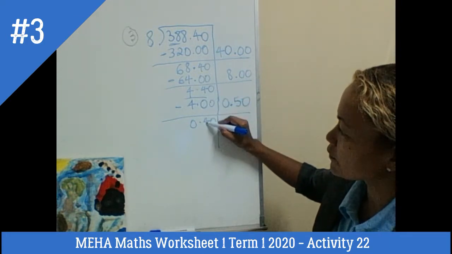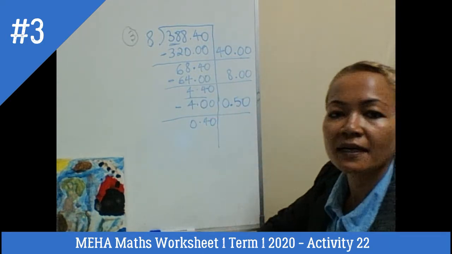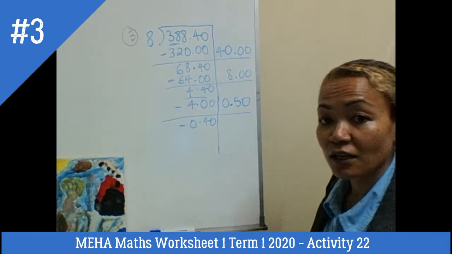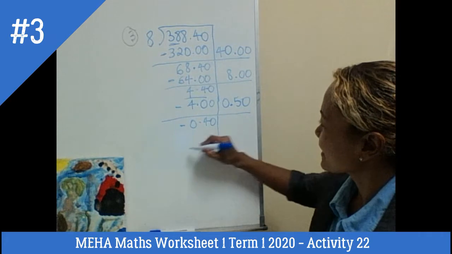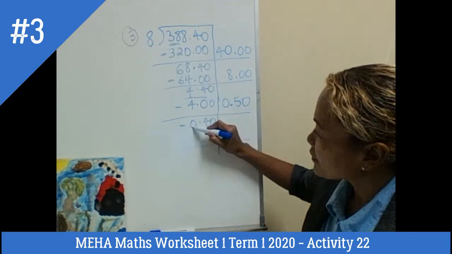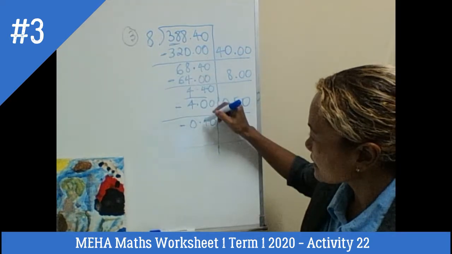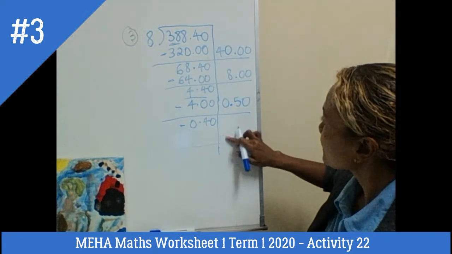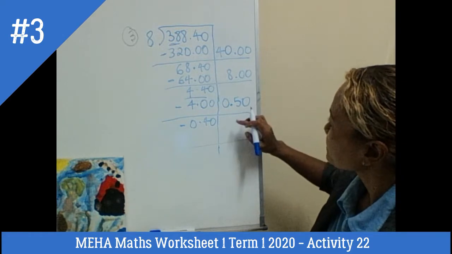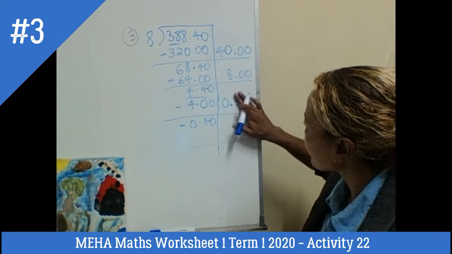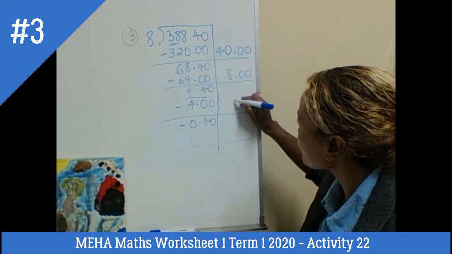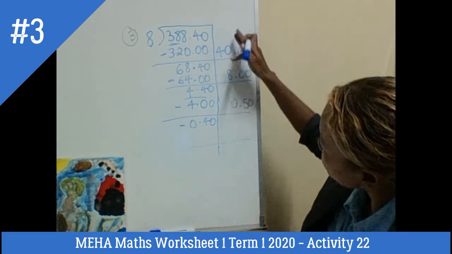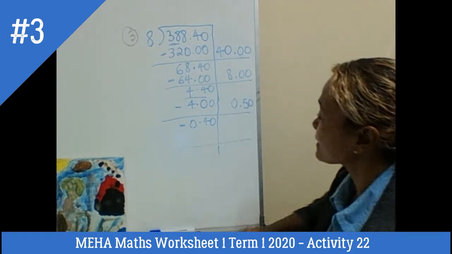4 minus 0, 4. 4 minus 4, 0. 0.40. Feels like we're getting closer. Okay. 8 can't go into the 0, right? Crossing the decimal point, so put that. Let's try to align this, right? 0.50, so that it's nicely aligned. Should have been neater when I started.